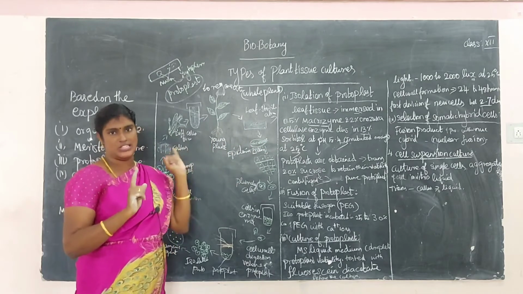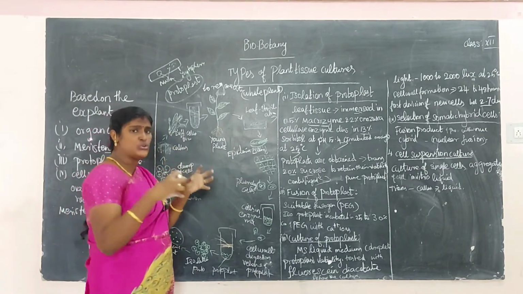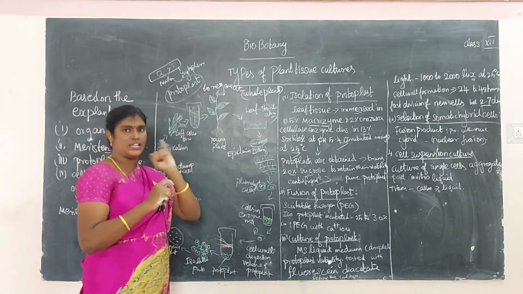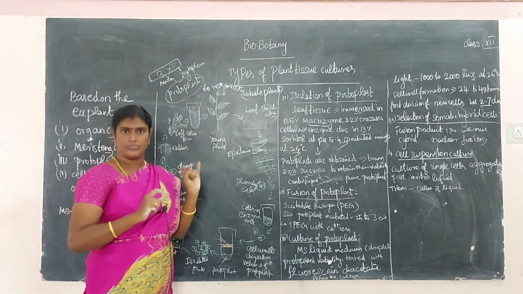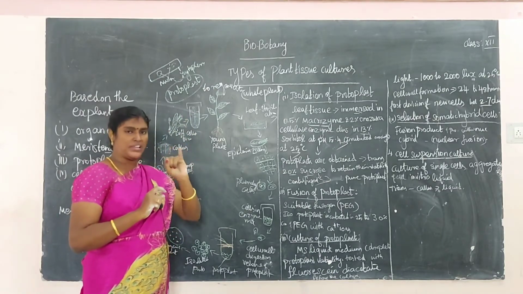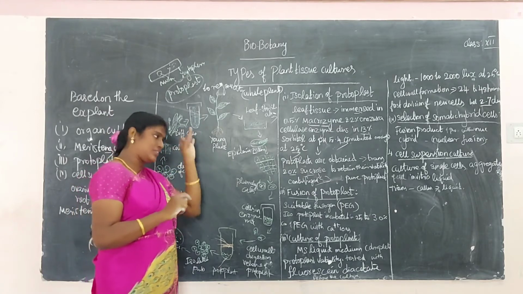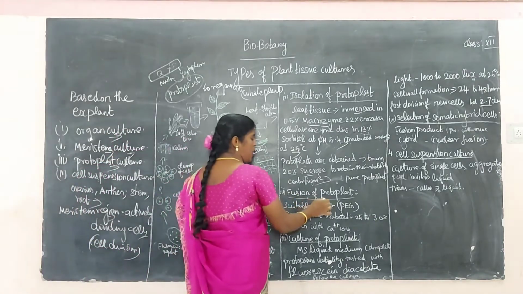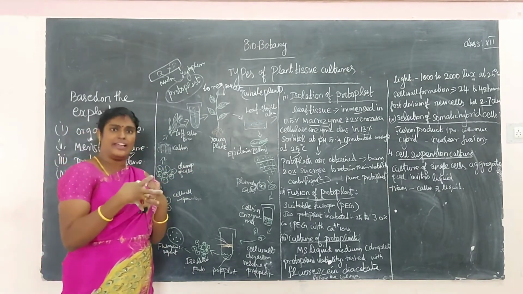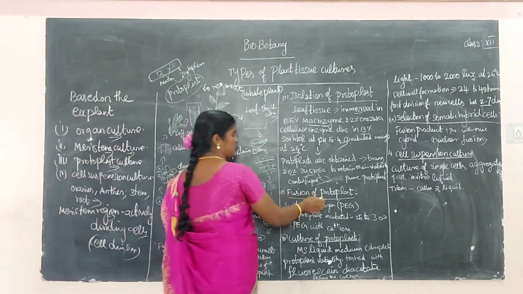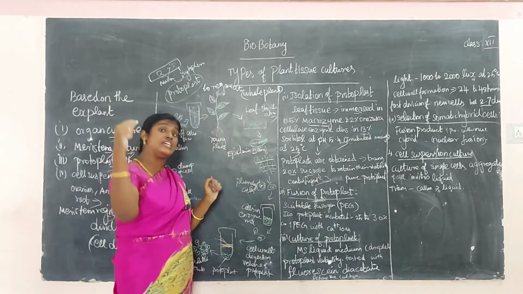This is the isolation of protoplasm. The first technique is finished. The second one is fusion of protoplasm. First, isolation is separating the protoplasm from the leaf or any other tissue. So the first separation of protoplasm is finished. Second process, fusion of protoplasm. What does fusion mean? Fusion means joining. That is called fusion of protoplasm. You have to add some fusogenic agent.